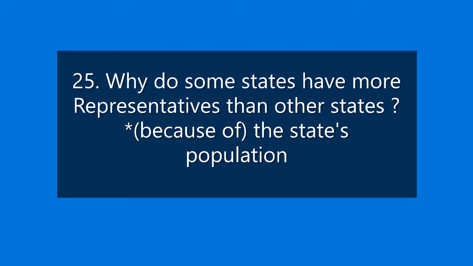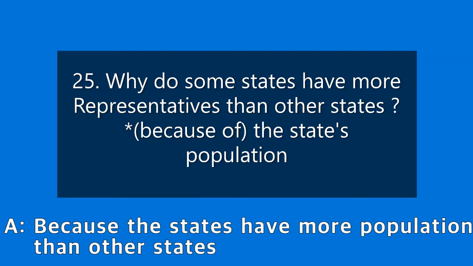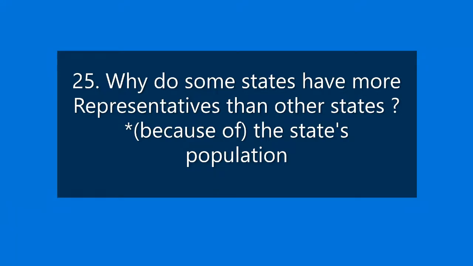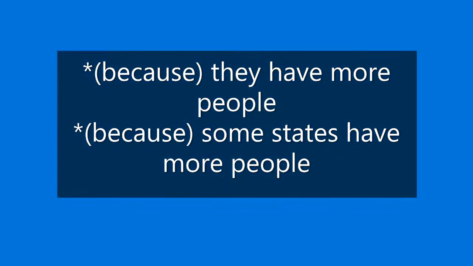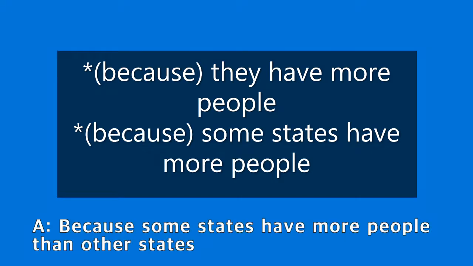Number 25. Why do some states have more representatives than other states? The answer: because the states have more population than other states. Or you should say, because they have more people, or because some states have more people than other states.